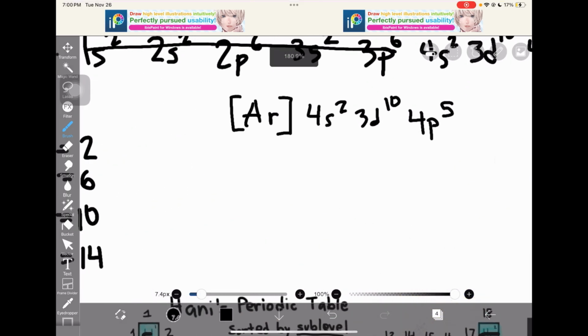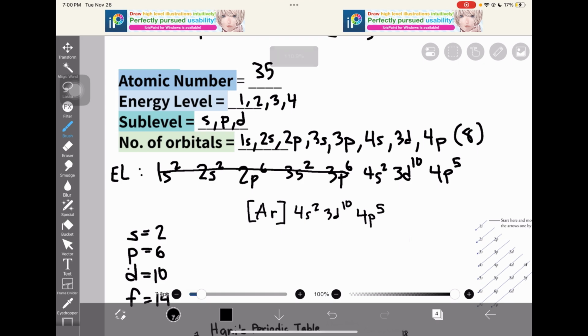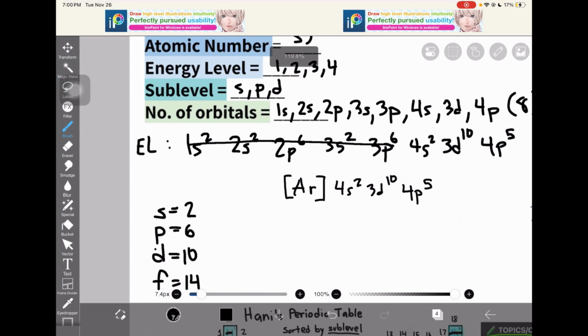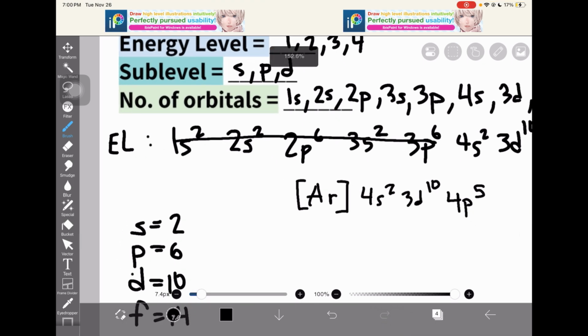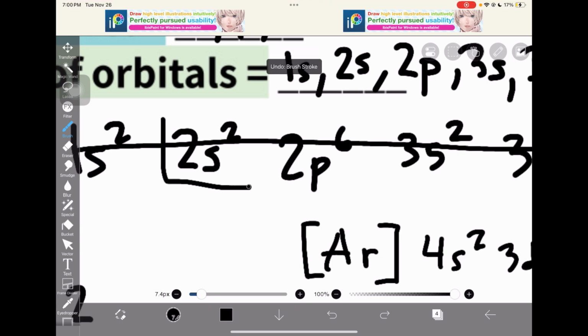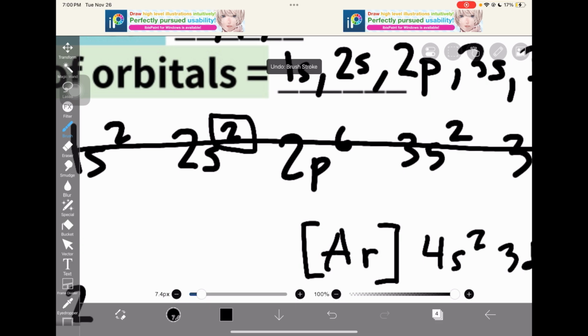If you're asked a question, how many electrons are in the 2nd energy level, you just have to rely on the numerical coefficient. So that's just 2s and 2p. Then sum up the exponents. That's 2 plus 6, and the answer is 8.